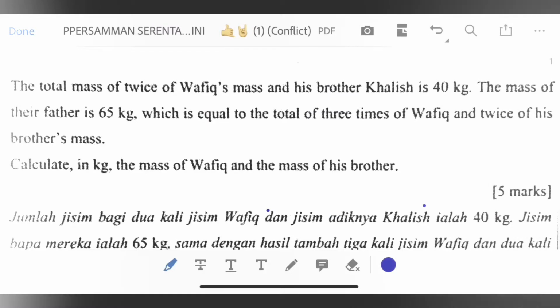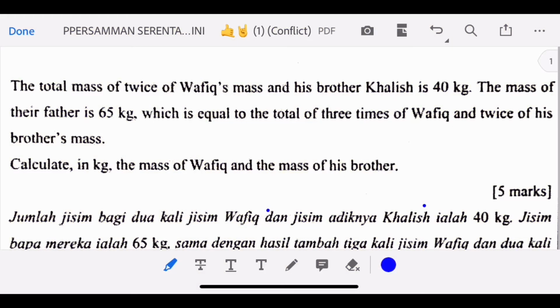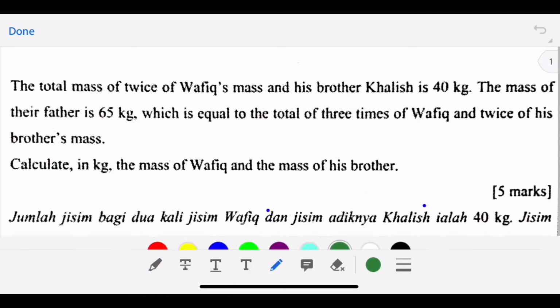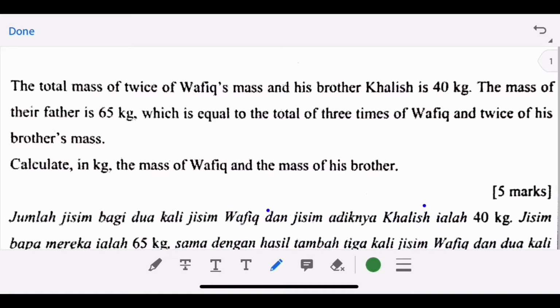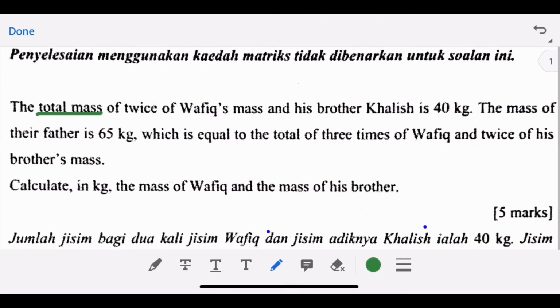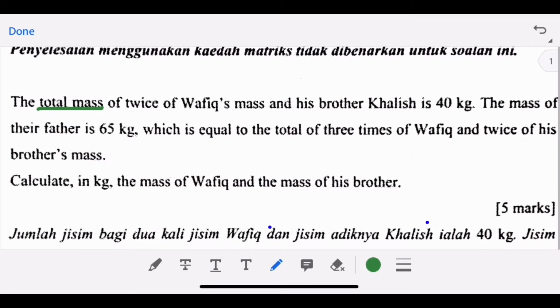The total mass of twice of Wafid's mass and his brother Kalish is 40 kg. The mass of their father is 65 kg, which is equal to the total of 3 times of Wafid and twice of his brother's mass. Calculate in kilogram the mass of Wafid and the mass of his brother.